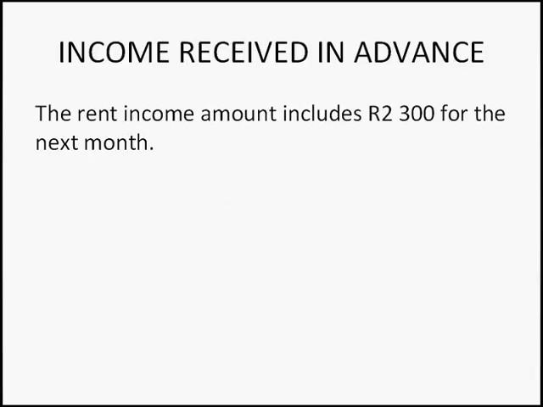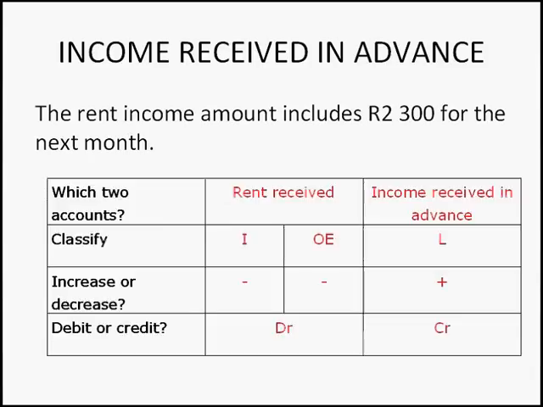So when I have to decide what are the two accounts involved, then the one will be rent income or rent received, and the other one will then be income received in advance. So let's have a look at the classification of these two. Firstly, rent received. We know that rent received is an income. But in this case, the income doesn't increase, it decreases.